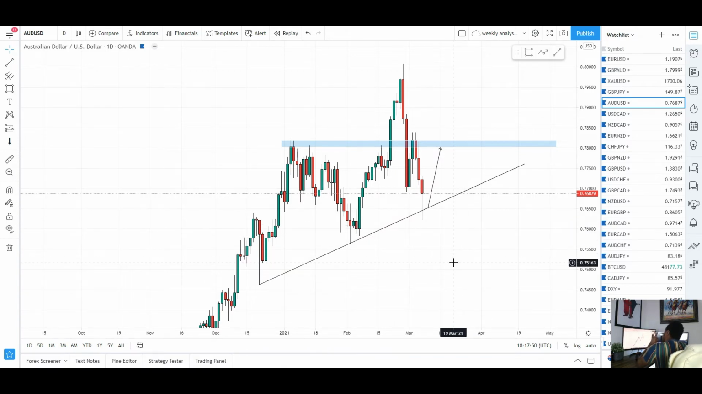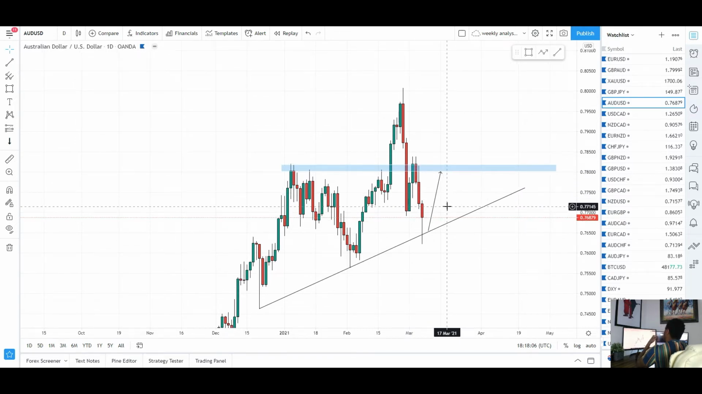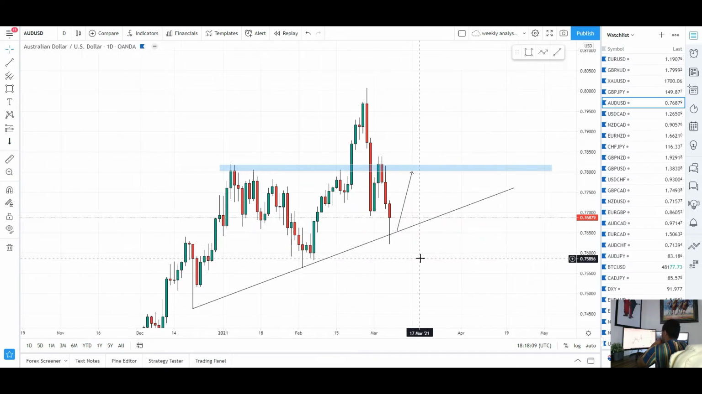If we do get above this level, however, and hold from a daily perspective, so not like a 4-hourly or an hourly close above this level, a daily close above this level and hold, we could actually see price come all the way back up to 0.8, back to highs, and potentially even higher for AUD USD. So need to be aware of that. But for next week, I think we could be seeing a really nice push to the upside for this pair.